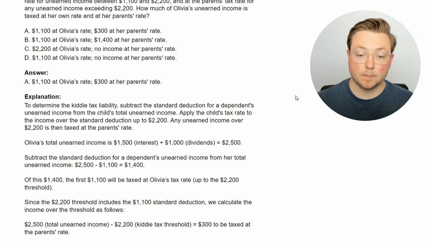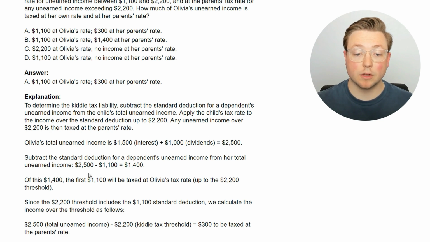And then any amount, and then you subtract the standard deduction again, and that means that $1,100 of this $1,400 is taxed at Olivia's tax rate. And then everything else above that is then taxed at the parent's tax rate. So again, that means that $1,100 is taxed at Olivia's tax rate, and $300, which is what's remaining, is taxed at the parent's tax rate.